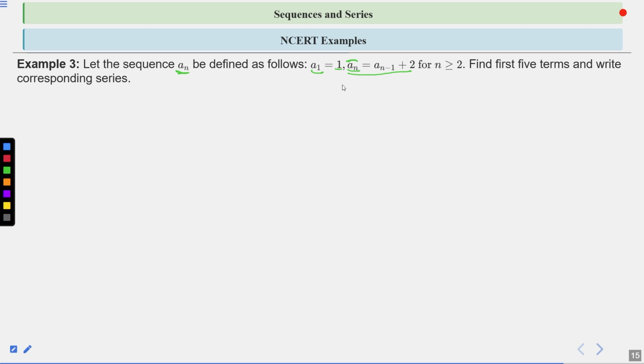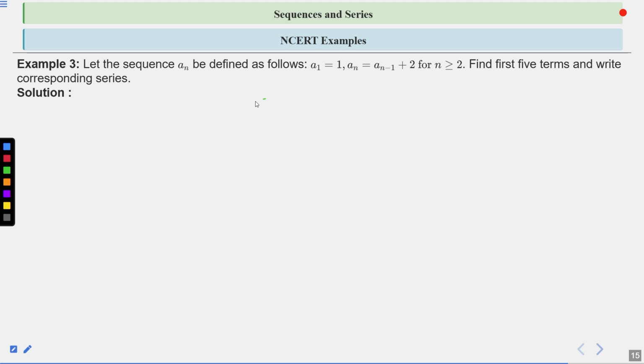Simple. As we are already given that the first term is 1, so a1 is 1. So we are using this relation for n greater than or equal to 2. Why? Because a1 is already given. Now, you have to find the first 5 terms, and then write the corresponding series. Simple.